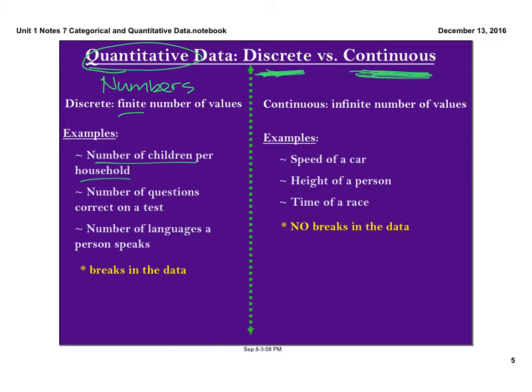Number of languages spoken. 1, 2, 3. Okay, so again, this isn't an infinite number of values. You're not going to say, oh, I speak 1.8675 languages. That's not how it works. There's breaks in the data with discrete data. Okay, things stop. The flip side of that is continuous, or having an infinite number of possible values.